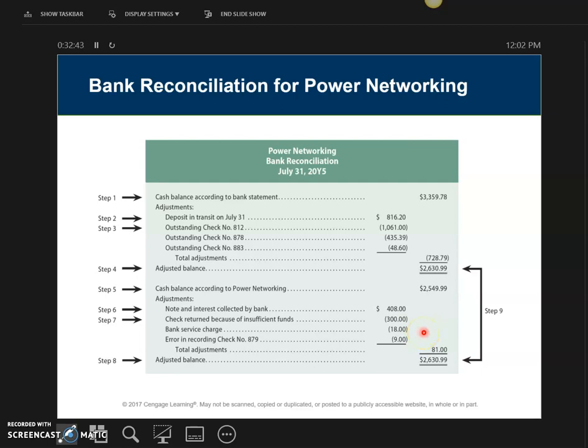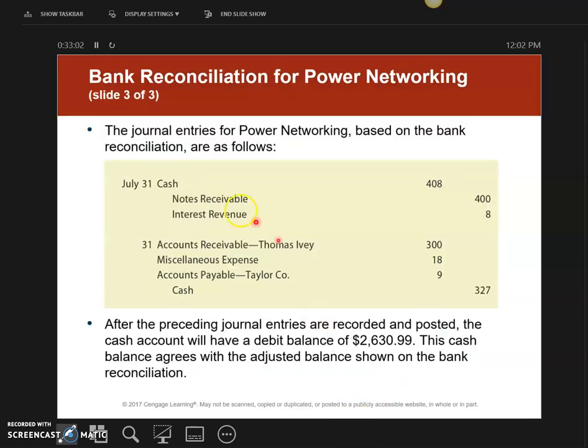And if you remember correctly, I taught you that when I get money, I debit cash. So the $408 will be a debit to cash. And when I spend money or subtract my cash, I credit. So all of these will be a credit to cash when I do the journal entry. So here are the 2 journal entries. The first one is for anything added to the cash. So 408 is debited to cash.